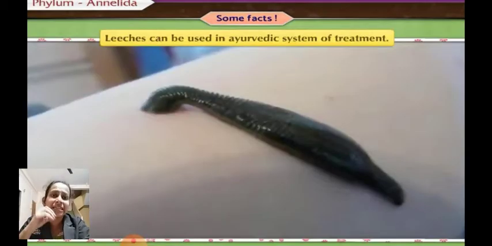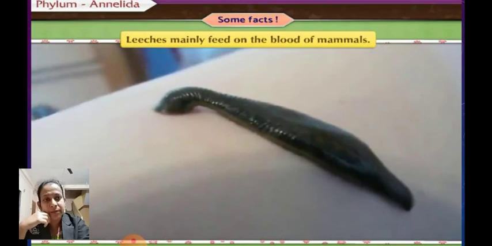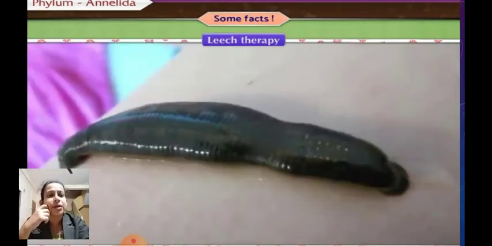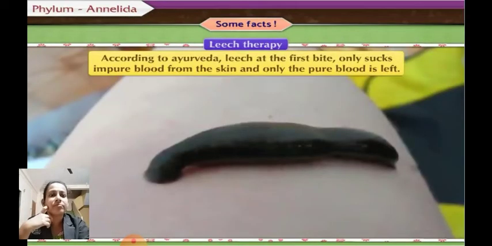Now the next thing is leeches can be used in the Ayurvedic system of treatment, as I have mentioned to you previously, because they are used for sucking the impure blood, so that only pure blood is left in the human beings. Fine. So leeches mainly feed on the blood of mammals. This therapy is also called leech therapy. And according to Ayurveda, the leech at the first bite only sucks impure blood from the skin, and only the pure blood is left. See, so nice it is, right?